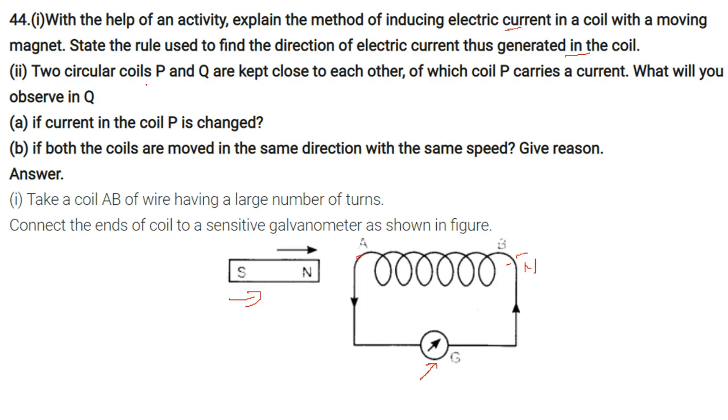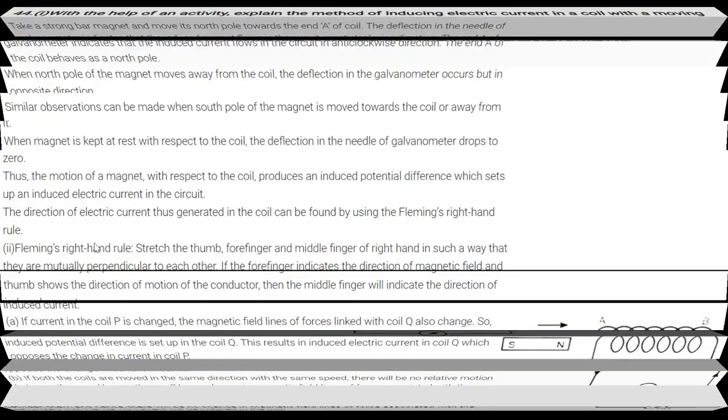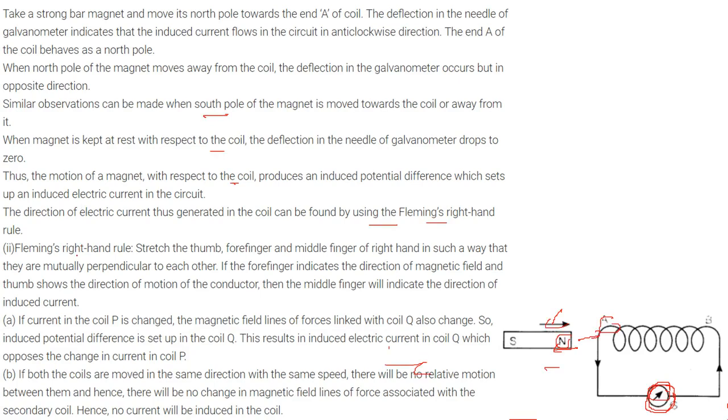Two circular coils P and Q are kept close to each other, of which coil P carries a current. What will you observe in Q if the current in coil P is changed? And if both coils are moved in the same direction with the same speed, give reason. First, let us see Fleming's right hand rule. We have to stretch the thumb, forefinger and middle finger of the right hand in such a way that they are mutually perpendicular to each other. If the forefinger indicates the direction of the magnetic field and the thumb shows the direction of motion of the conductor, then the middle finger will indicate the direction of induced current.